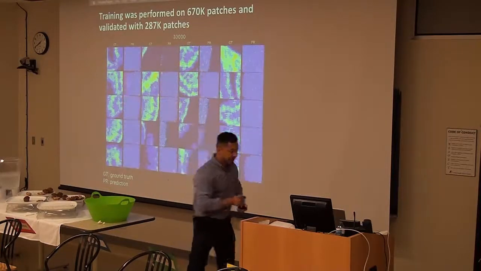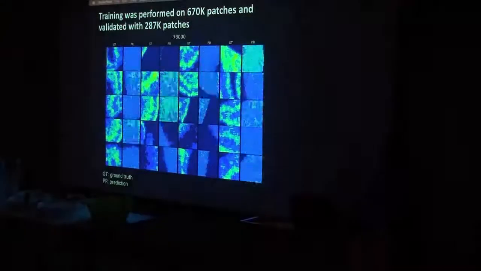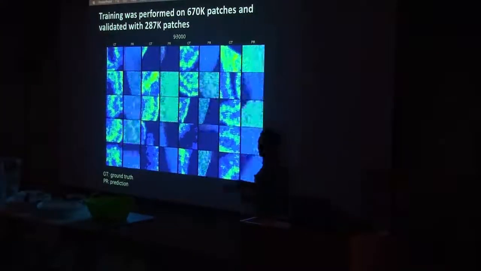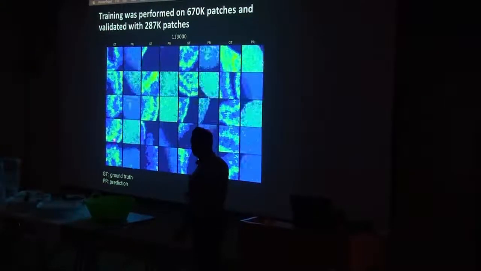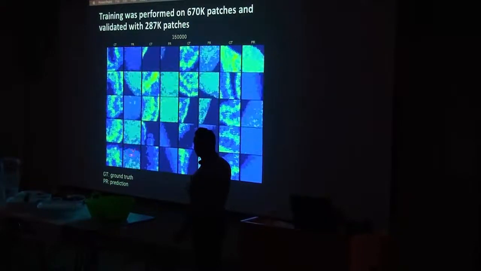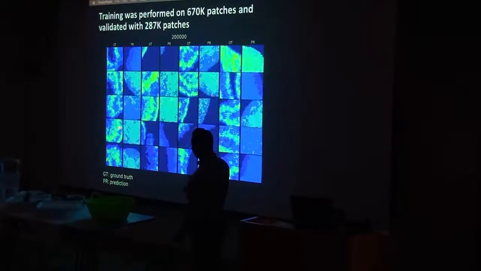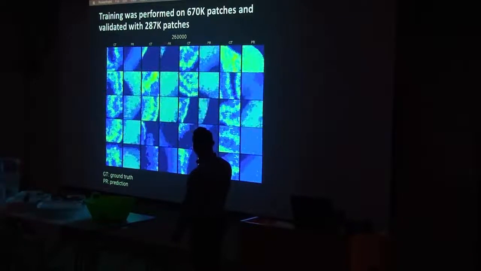Maybe you can turn off the light now. So you see the first column shows the ground truth. So this is the histology. And the second column corresponds to the prediction. So you can see how the network slightly starts differentiating. And for every different example of the ground truth, it tries to match that ground truth.